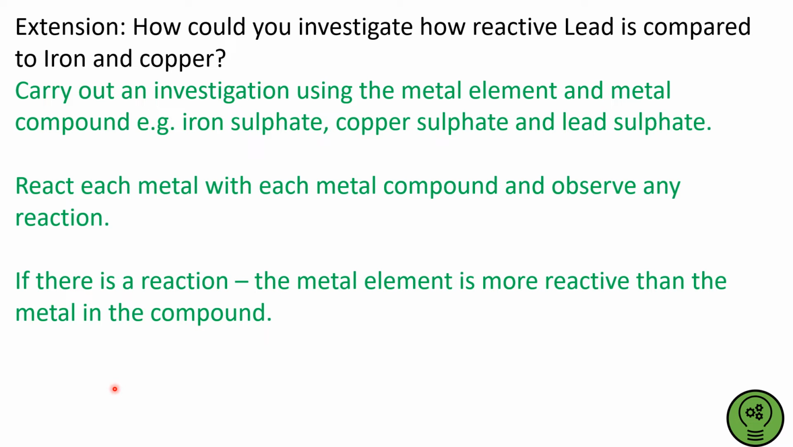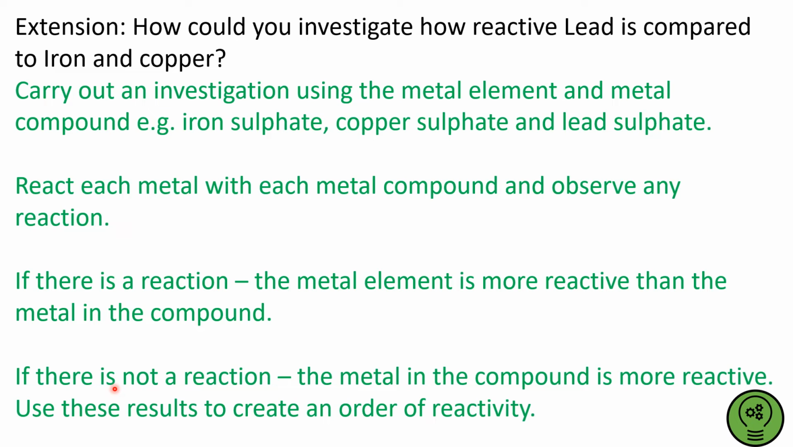If there's a reaction, the element was more reactive than the metal in the compound. So for example, if I do lead plus iron sulfate and I have a reaction, the lead has been able to displace the iron from the iron sulfate. However, if there's not a reaction, the metal in the compound was the more reactive one. So again, if it was lead plus iron sulfate and there's no reaction, the iron must be the more reactive one because it's not being displaced. And I would use these results to create some sort of order of reactivity.